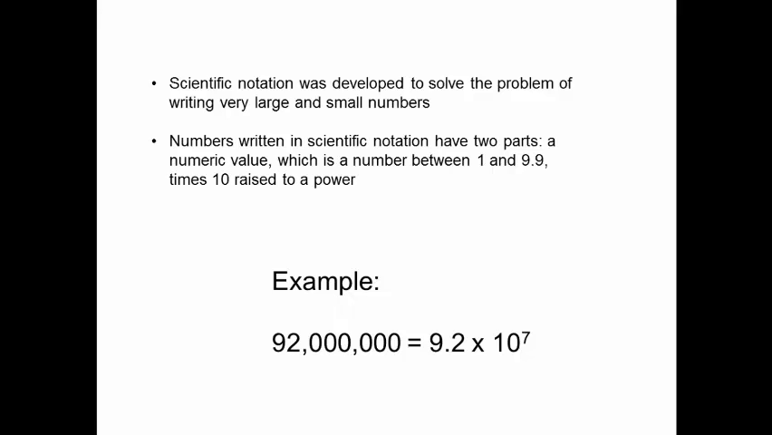Scientific notation has two parts: a value part, which is a number between 1 and 9.9, and times 10 raised to a power. For example, if you have this number, the original point is over here, so you move it to the left by 1, 2, 3, 4, 5, 6, 7. Then you have the number 9.2, which is between 1 and 9.9, and then times 10 raised to a power of 7.